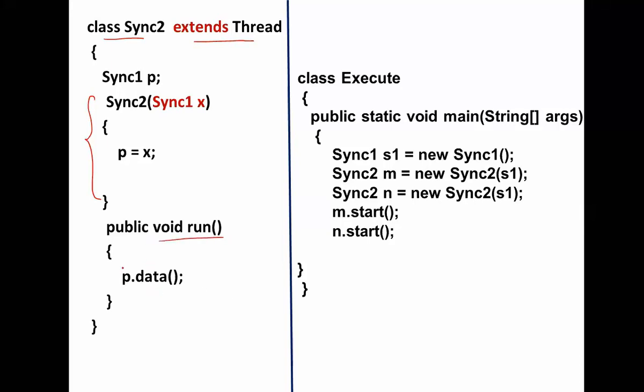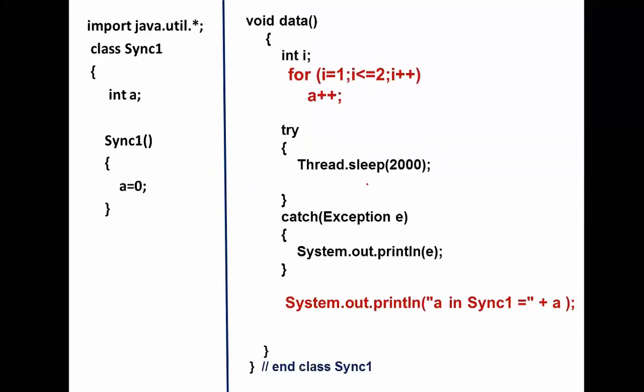Now from inside this run method, I'm invoking this data method. So what is going to happen is whenever I create a thread which belongs to class sync2, it will call this run method, and because of this it will call this data method which we've written over here.